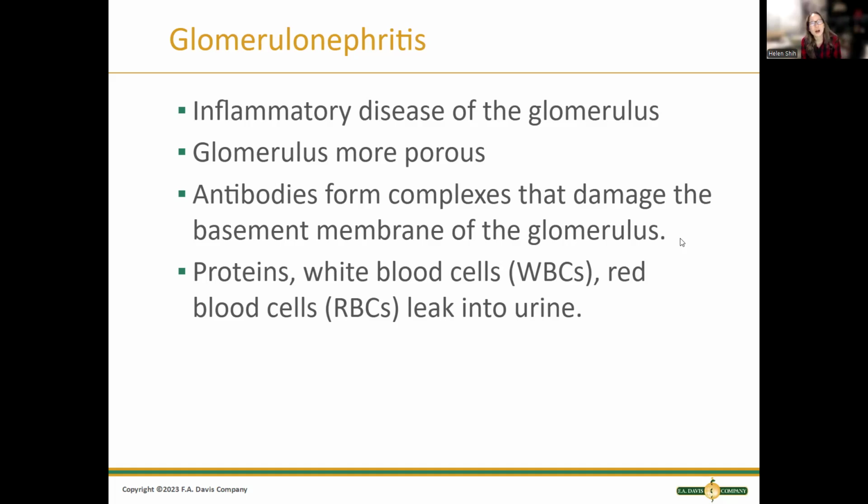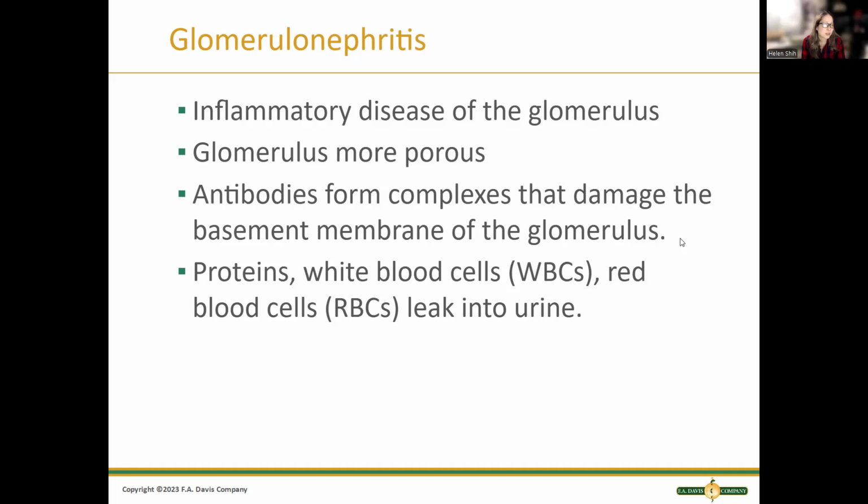It is an inflammation of the glomerulus itself, which is the Bowman's capsule of the glomerulus. But it could also be happening to the blood vessels inside, those afferent arterioles can become inflamed and swell. This makes the glomerulus or the Bowman's capsule more porous, meaning more things that are supposed to stay inside the bloodstream are going to leak out as a result. Antibodies form complexes that damage the basement membrane of the glomerulus, which is just another fancy way of saying there's some sort of inflammatory process where our body is attacking the glomerulus for some reason.